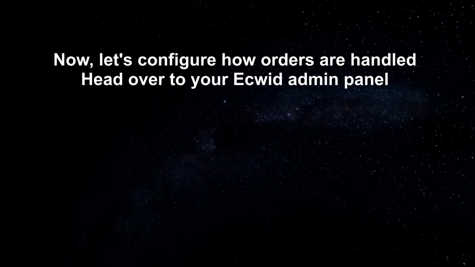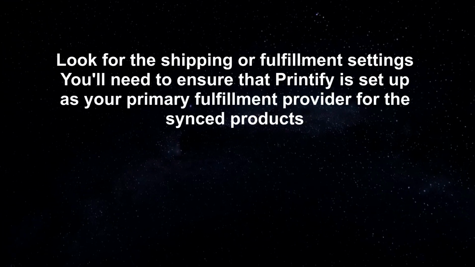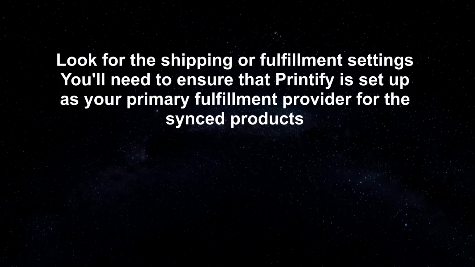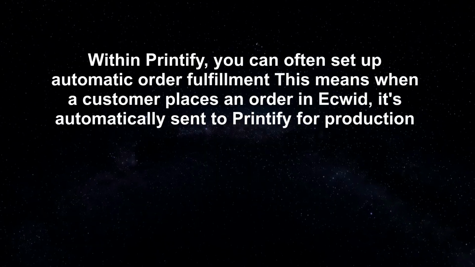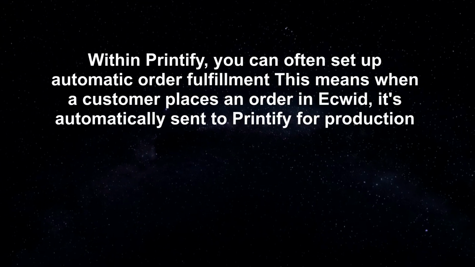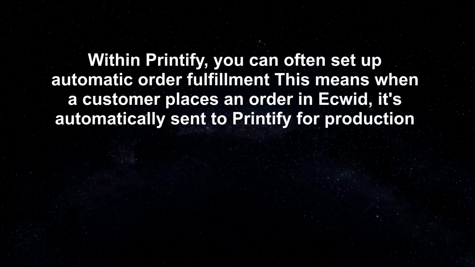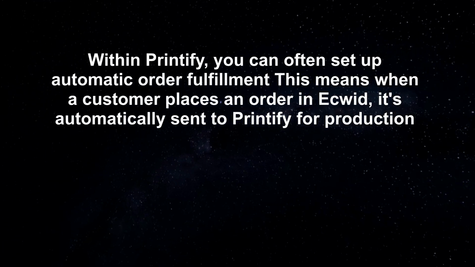Now, let's configure how orders are handled. Head over to your Ecwid admin panel. Look for the shipping or fulfillment settings. You'll need to ensure that Printify is set up as your primary fulfillment provider for the SINS products. Within Printify, you can often set up automatic order fulfillment. This means when a customer places an order in Ecwid, it's automatically sent to Printify for production.